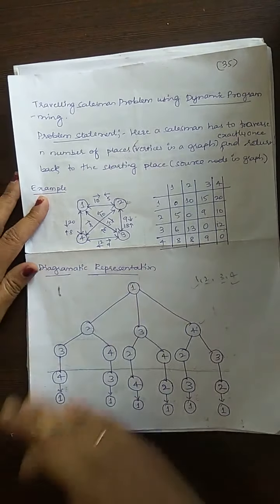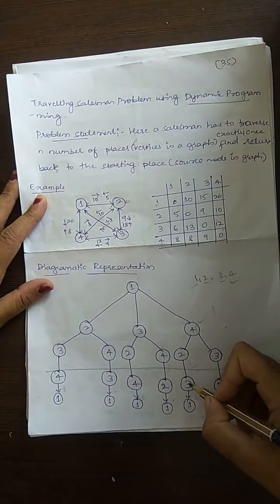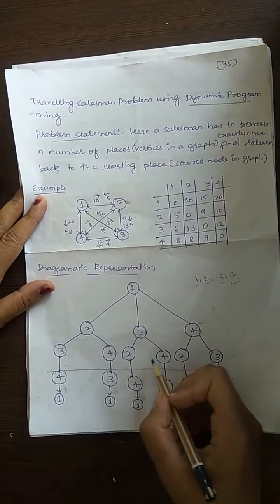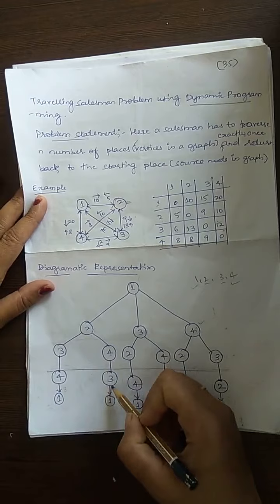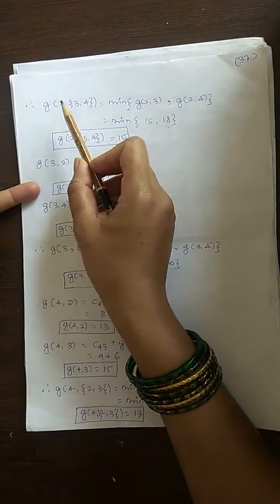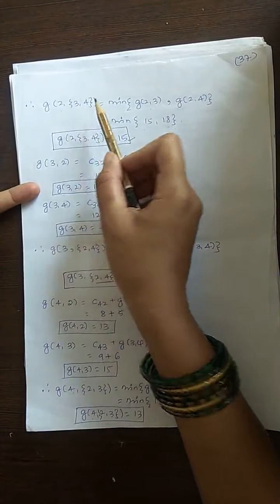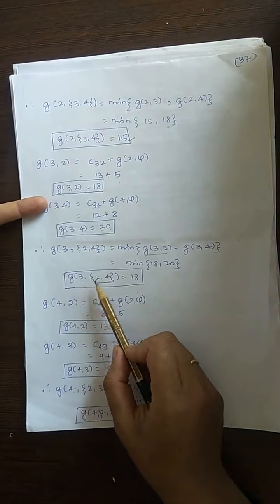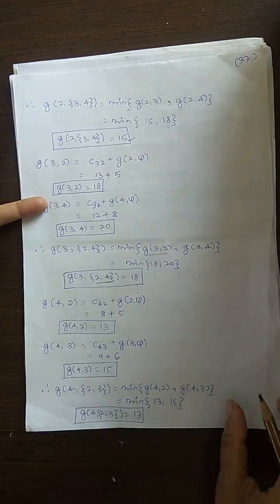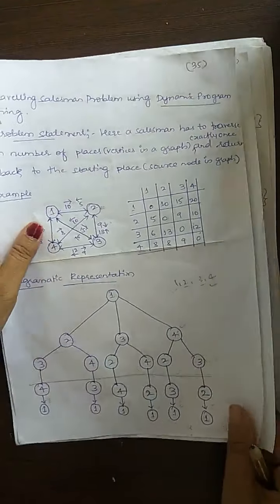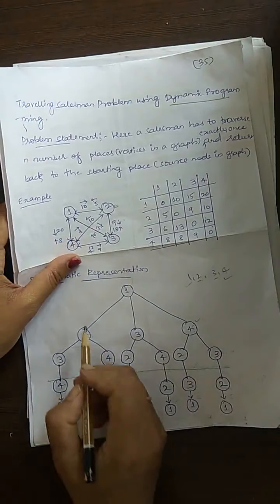So now we have completed the case when one vertex is remaining, where we have calculated the distances from 2, 3 and 4 when one vertex is remaining. That is what we have got here, from 2 to remaining 3 and 4, from 3 to remaining 2 and 4, from 4 to remaining 2 and 3. So this level is over now. Next we are going one level up.